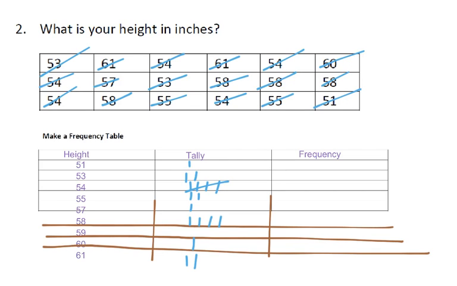Now that I have my tallies, I can write down how frequently these numbers happened. So 51 inches, that happened once. And one thing I could add here is in inches. Okay, 53 happened twice. 54, 5 times. 55, 2 times. 57, 1 time. 58, 4 times. 59 didn't happen at all, so I put a 0. 60 happened once, and 61 happened twice.